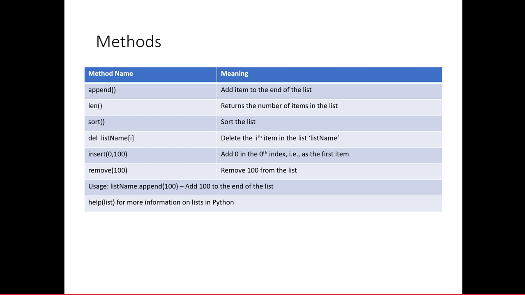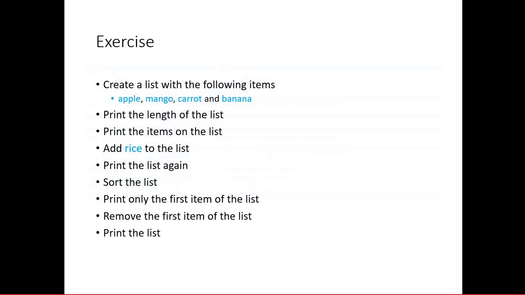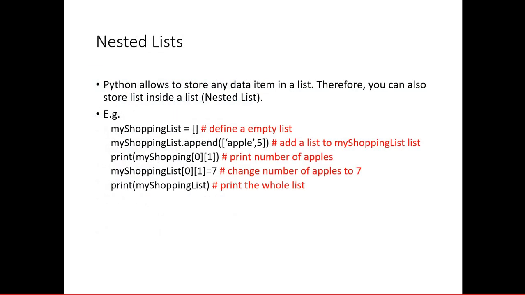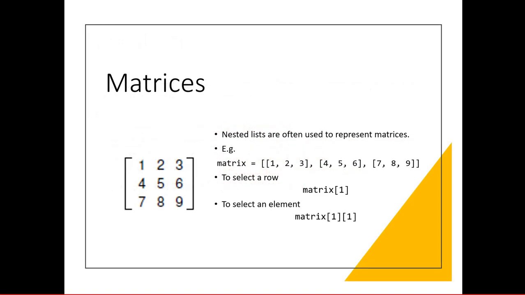And I told you this is not the whole list. There are many other methods, where you can get the complete list by typing help list. Then we did an example based on this one. And finally, we discussed nested lists, which means we can have a list inside another list. The classic example would be the use of matrices. Okay, so having said that, let's start today's session.